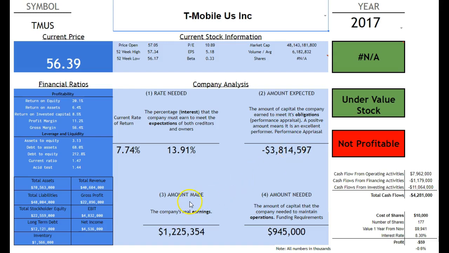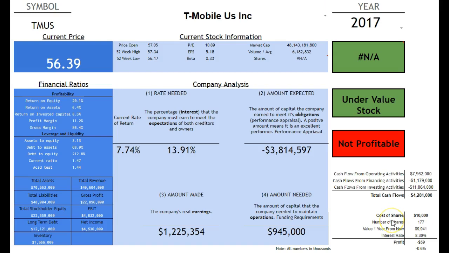The third item that I look at is the amount made. This is the company's real earnings, not the net income or the net profit. It's the real earnings of the company for that specific year. And the last part that I look at is the amount needed. This is the amount of capital that the company needs to make in order to maintain its current operations. Basically, it is their funding.